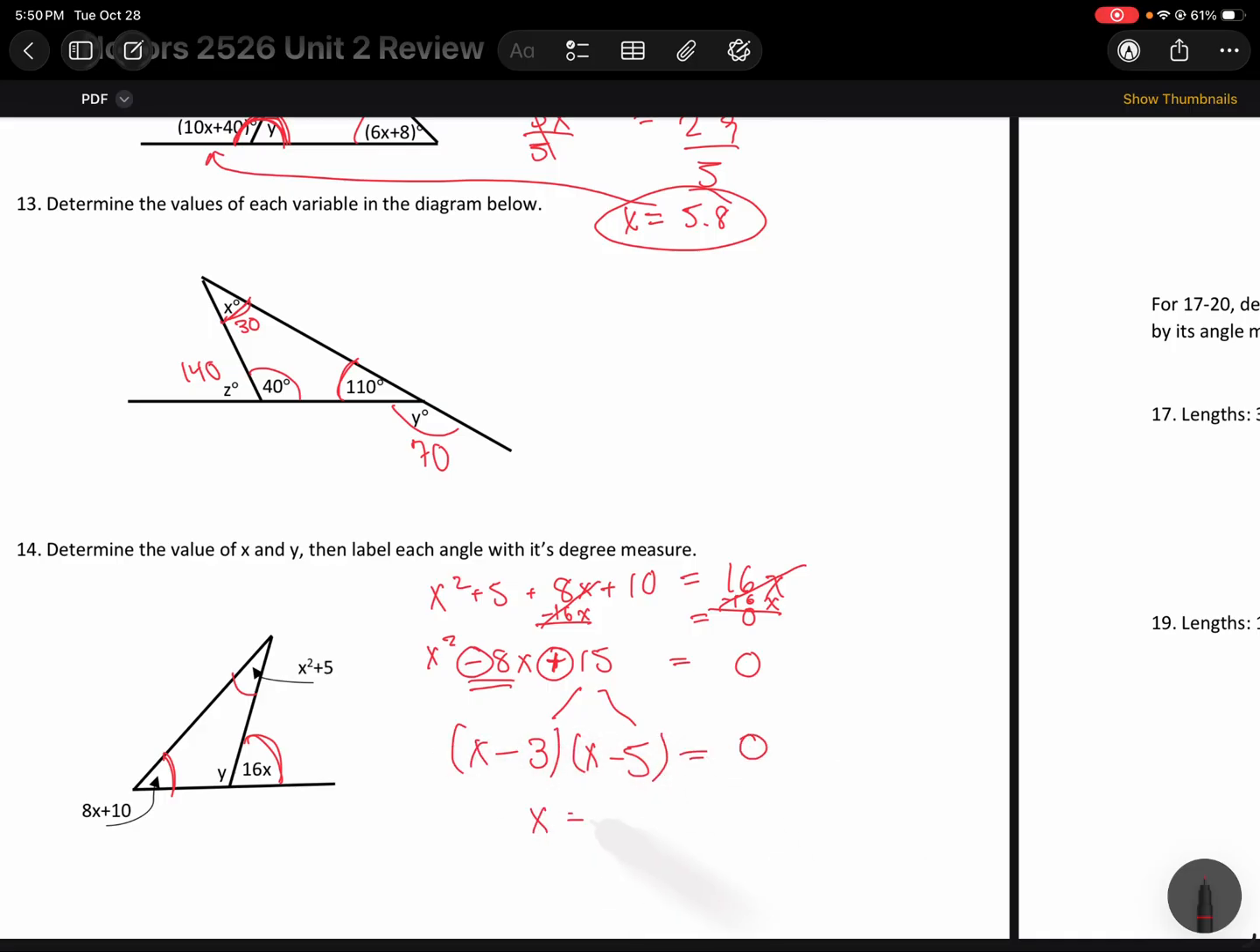Okay, so x is either equal to 3 or positive 5. And then if we plug in 3 here, we'll be left with 48. If we plug in 5 here, we'll be left with 80. So then y, it'll be supplementary, so y would either be 132 or 100.